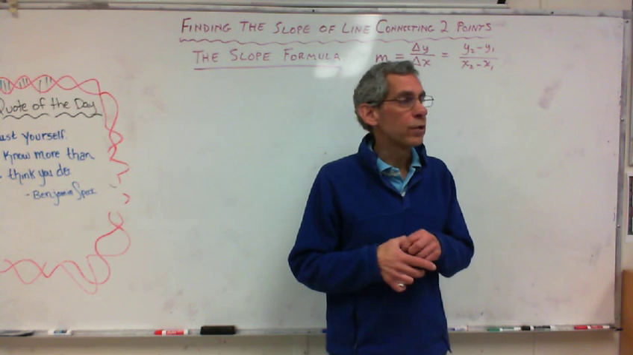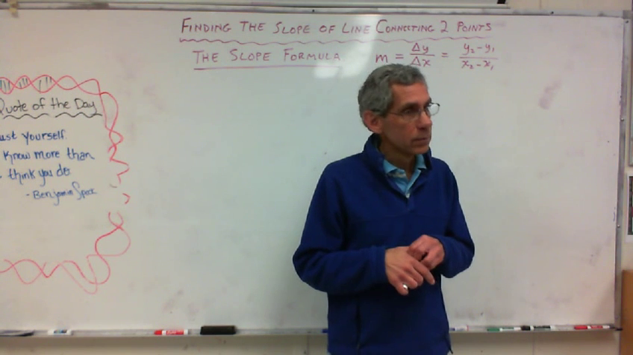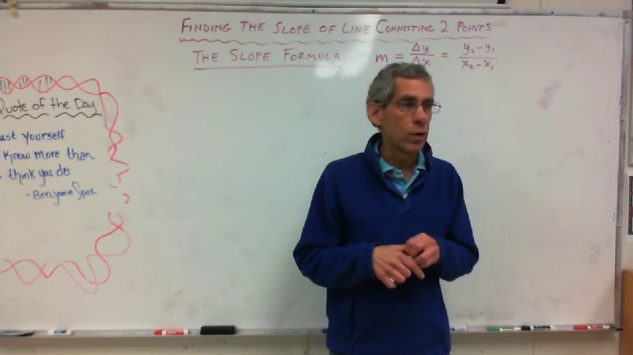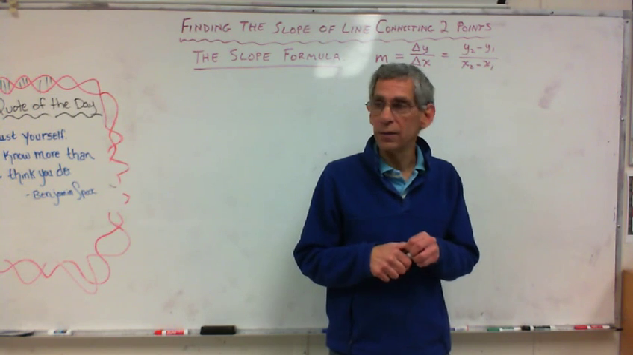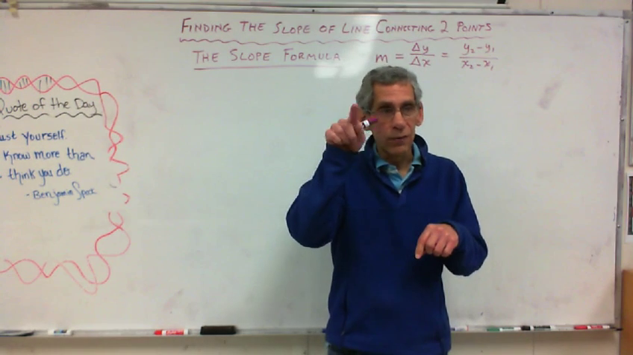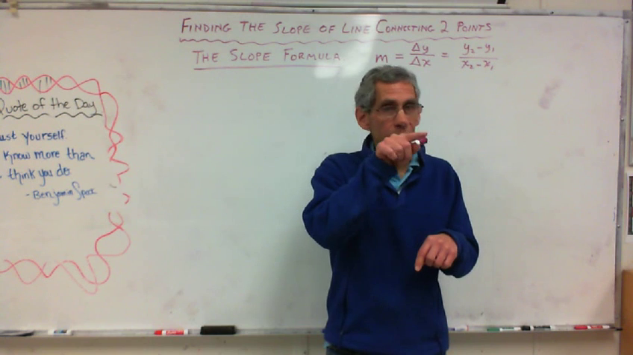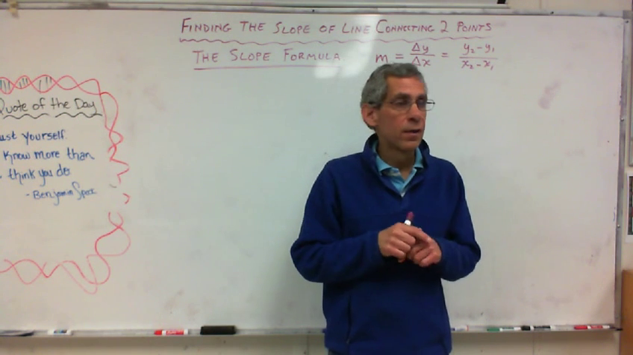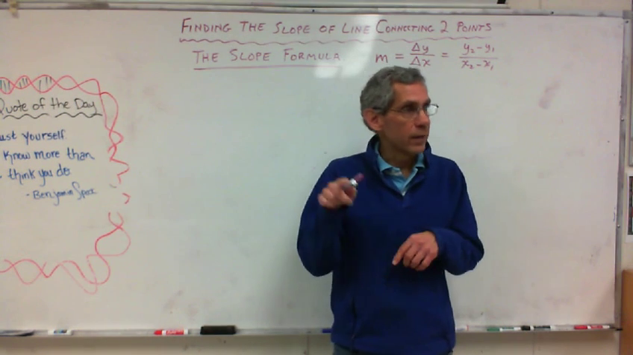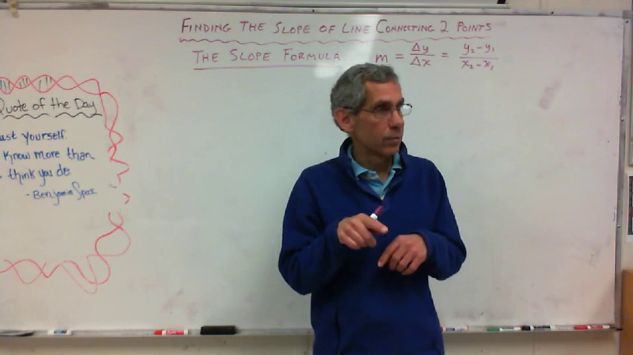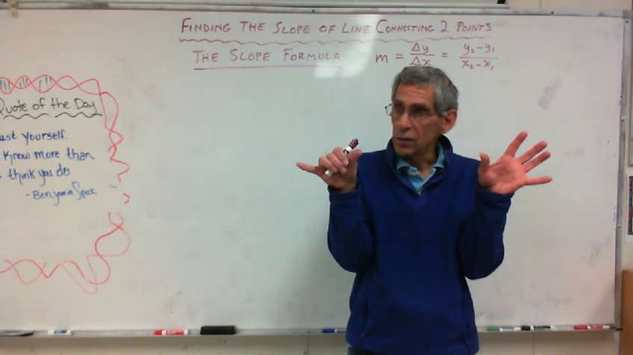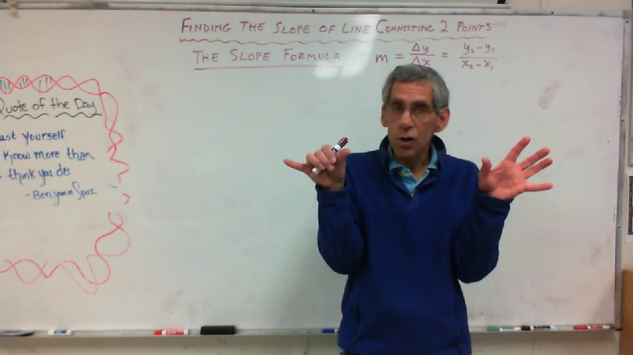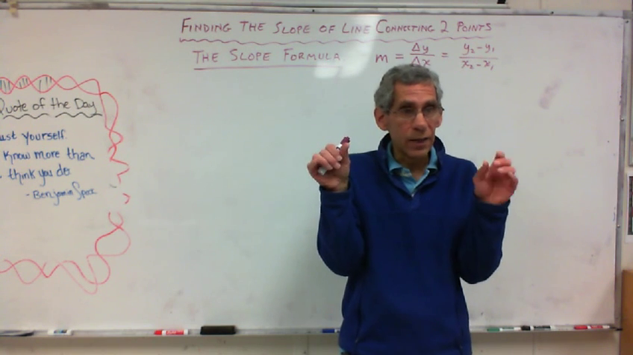A lot of times you're given 2 points. You know what a point is, right? A coordinate point, or an ordered pair, where you have a parenthesis, an X, a comma, a Y, and then a parenthesis. So that is a point. The X is usually a number and the Y is usually a number. Sometimes you're given 2 points, and you're asked to find the slope of the line that connects those 2 points.